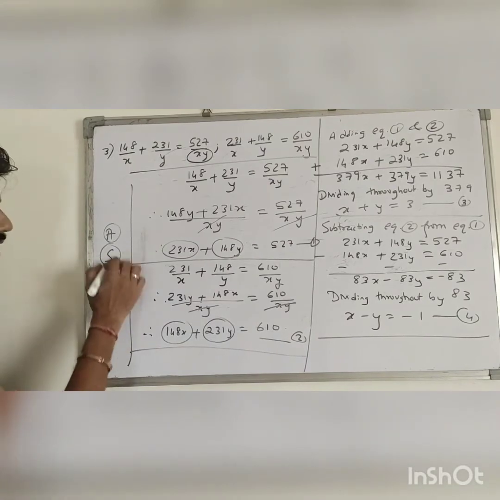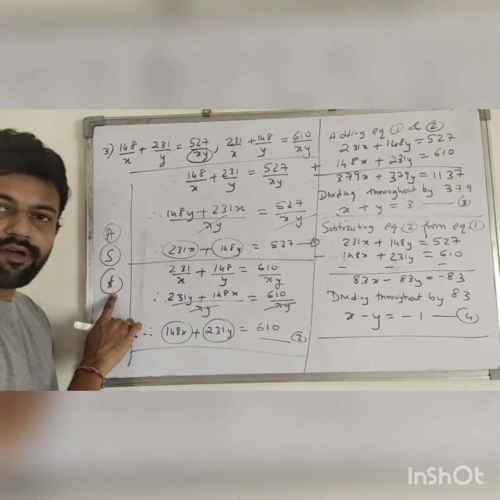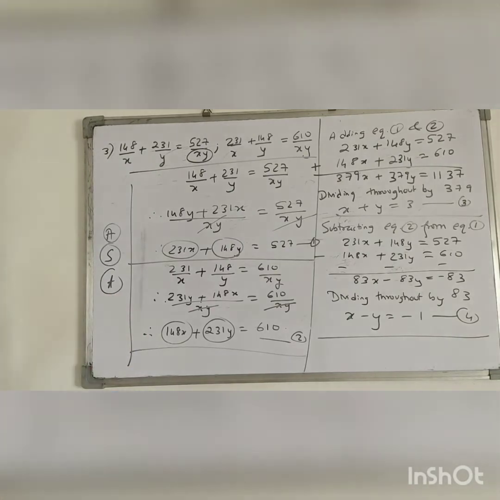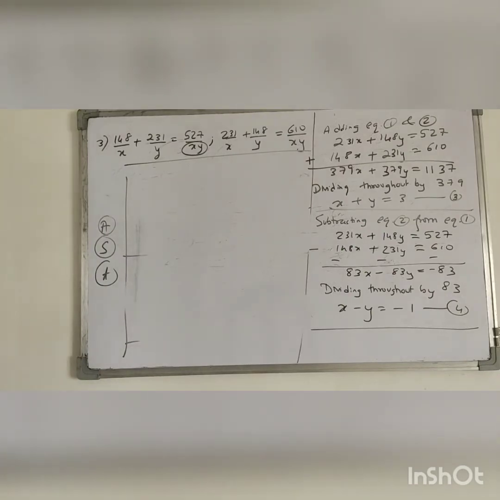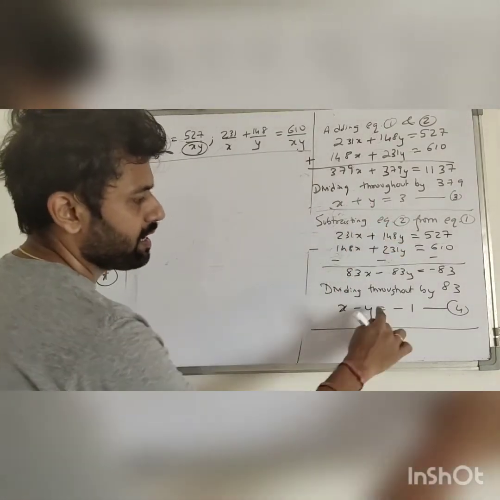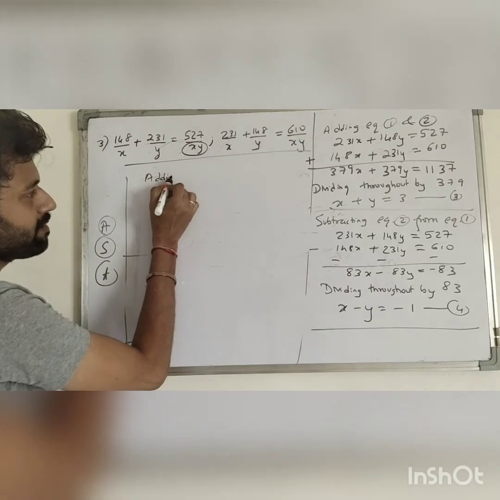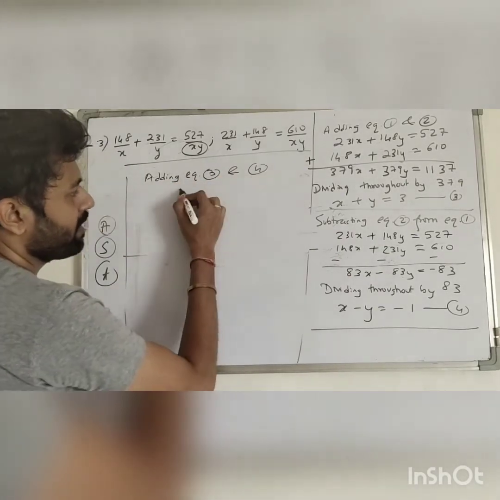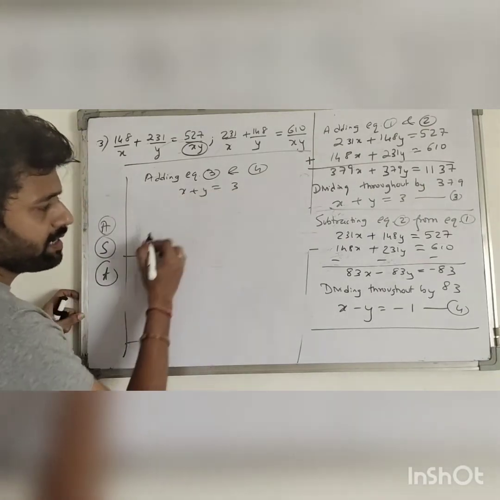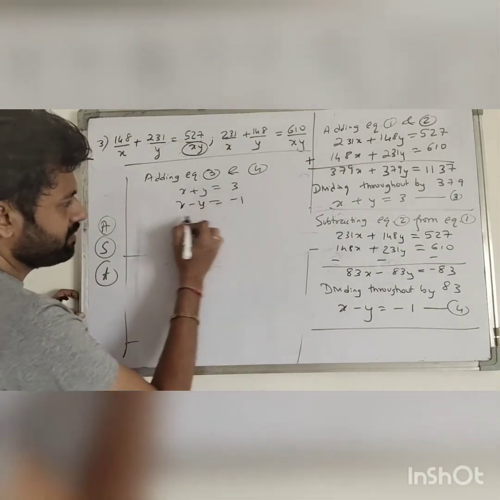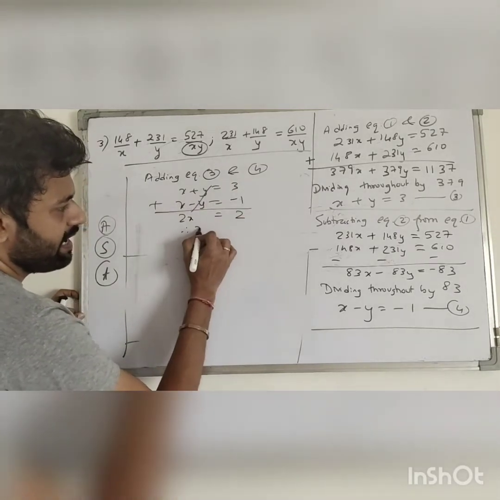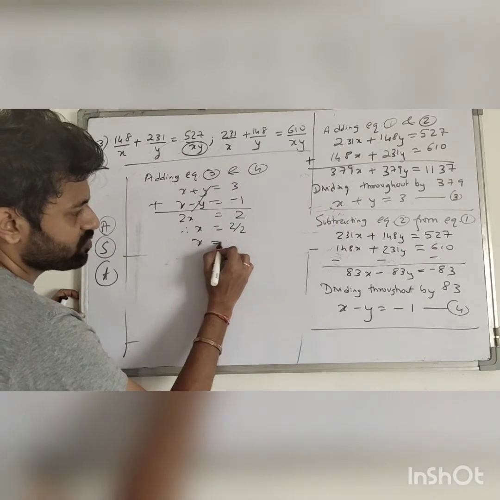After completing adding, subtracting, we move on to our next part, that is adding. Yes, students, adding equations 3 and 4. x plus y is equal to 3. x minus y is equal to minus 1. On adding, we get x plus x is 2x. 3 minus 1 is 2. x is equal to 2 upon 2. x is equal to 1.